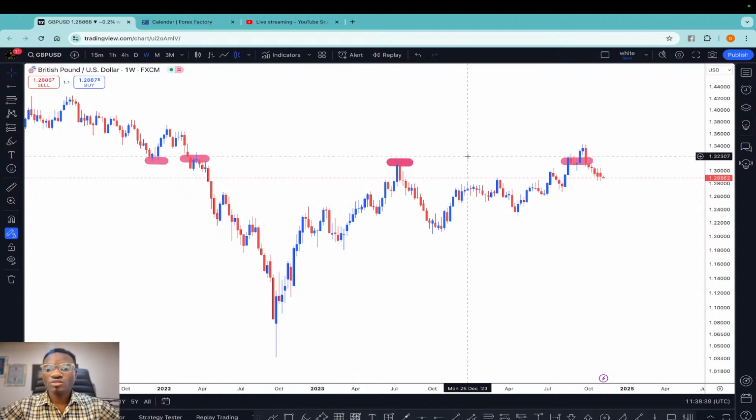So we have point 1, point 2, point 3, and point 4. We can mark this level right here as a supply or resistance structure.